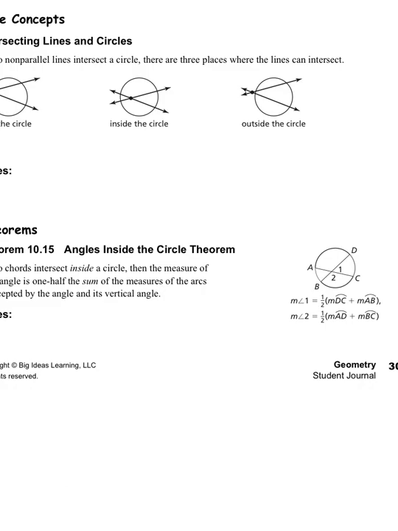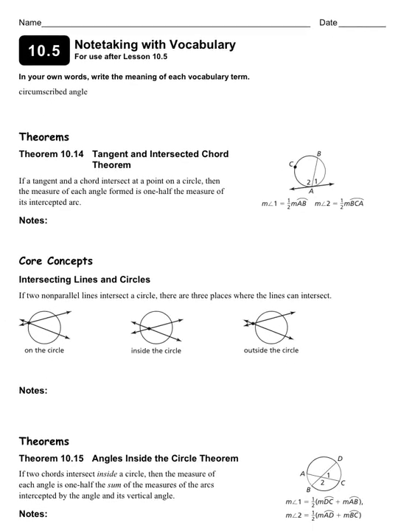Here's the beginning of our lesson. You'll need to come back and define circumscribed angle after we define it. Our tangent and intersected chord theorem is the one I just showed you. If you've got a chord intersecting a tangent, that vertex is on the circle. So we learned that the angle is half of the arc.